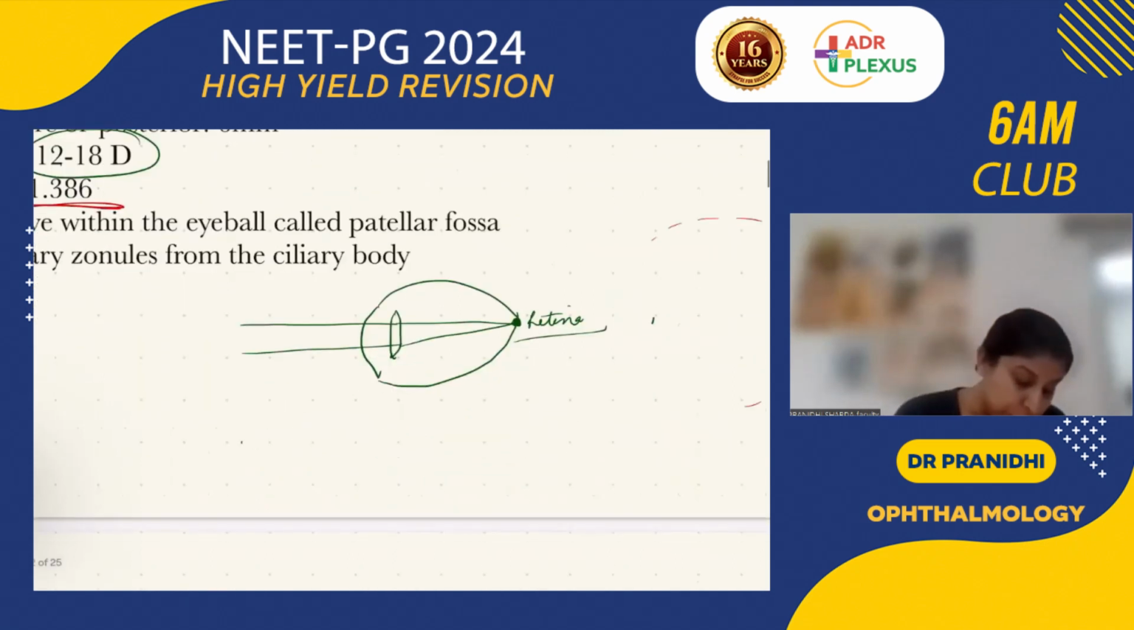But whenever we look at a nearer object, the rays coming out from the nearer object are diverging, while the rays coming from a far off object are parallel. So if I am looking at this nearer object, the rays coming from the nearer object are diverging.